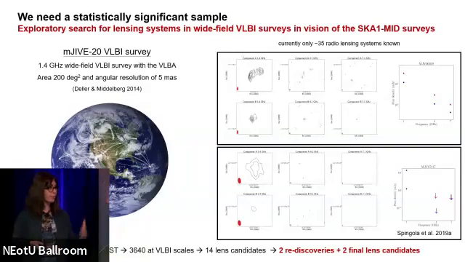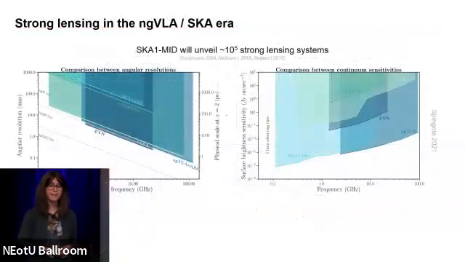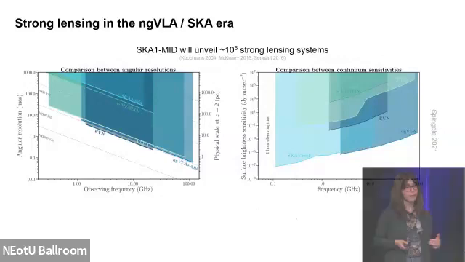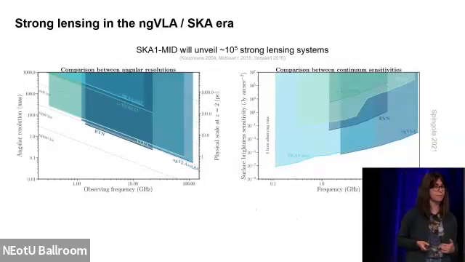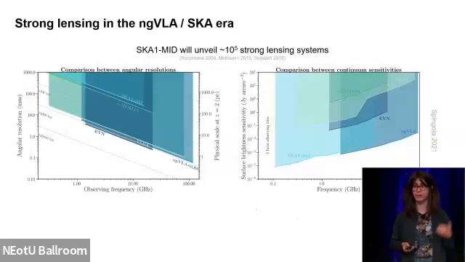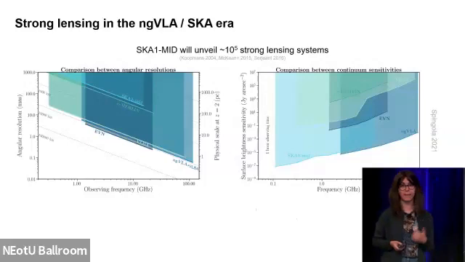This kind of method can be applied in the future survey with the SKA1-MID, which is predicted to unveil 10 to the 5 strong gravitational lensing systems. So this sample will be revolutionary for all the science cases with strong gravitational lensing, because we will be able to properly assess the mass density profile of lensing galaxies and better understand the high redshift universe and the background sources with a sample like this.